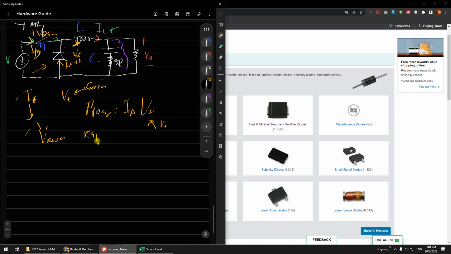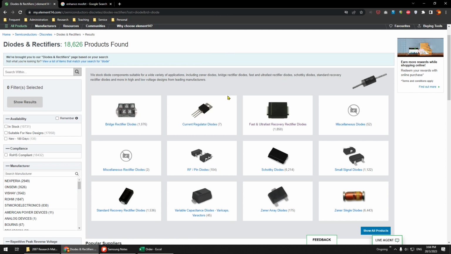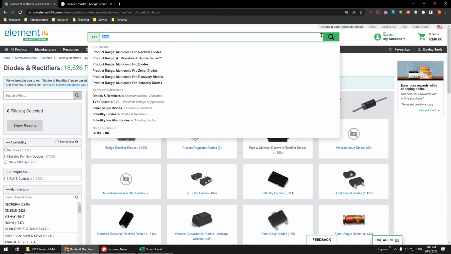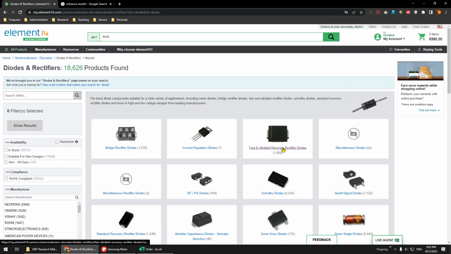And then the response time, T response. That's why in Element14 you have to find the fast and ultra recovery diode. You need to make sure the diode is fast. So you just search diode, and I suggest you choose this one.